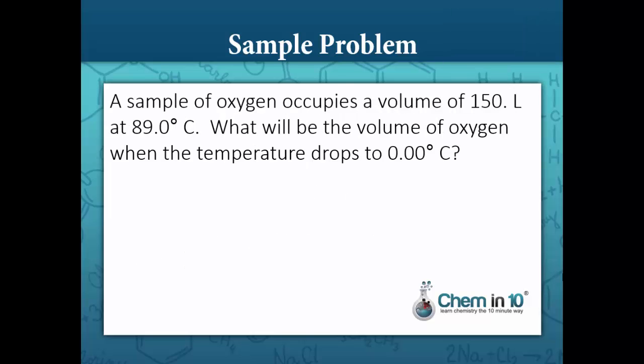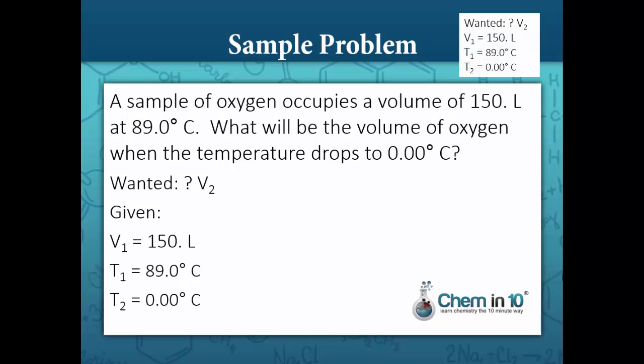Another sample problem. A sample of oxygen occupies a volume of 150 liters at 89.0 degrees Celsius. What will be the volume of oxygen when the temperature drops to 0 degrees Celsius? So we want a new volume of oxygen, that's going to be V2. We're given an initial volume of 150 liters and an initial temperature T1 of 89.0 degrees Celsius and a final temperature T2 of 0 degrees Celsius.